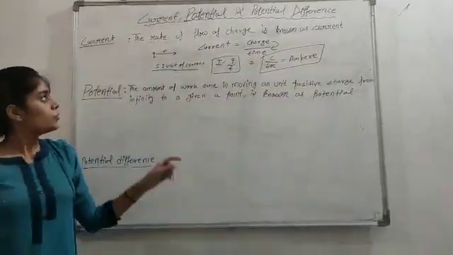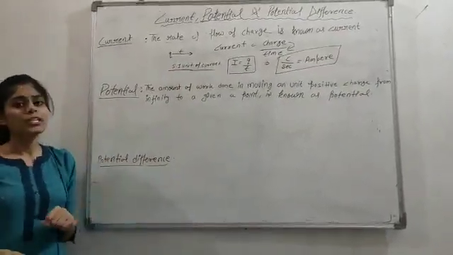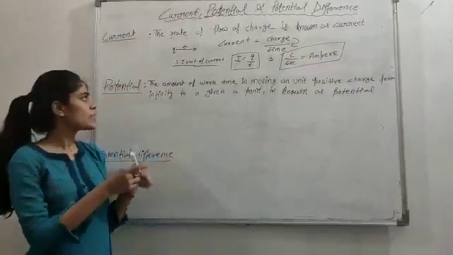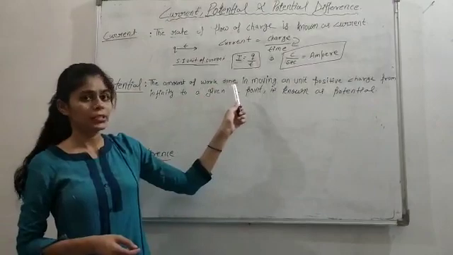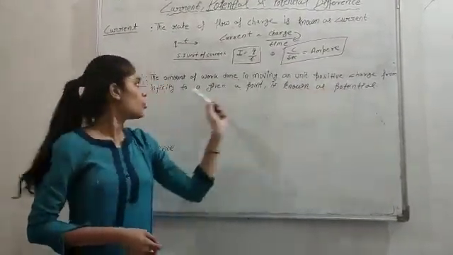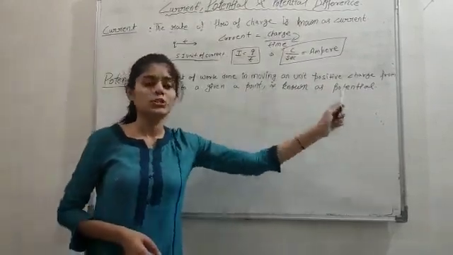Now the next topic is potential. What is potential? The first definition of potential says the amount of work done in moving a unit positive charge from infinity to a given point is known as potential.